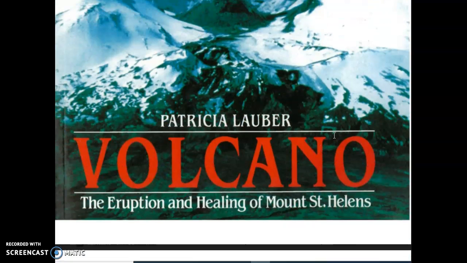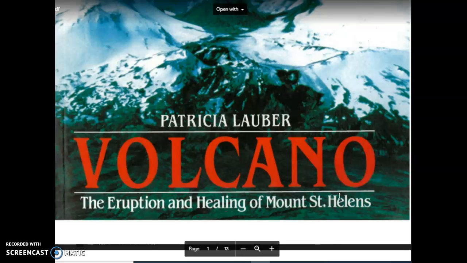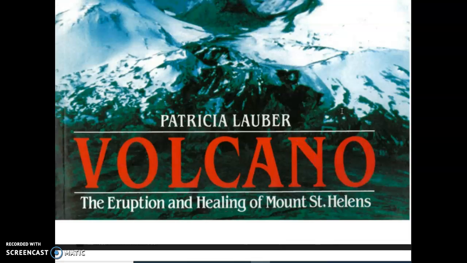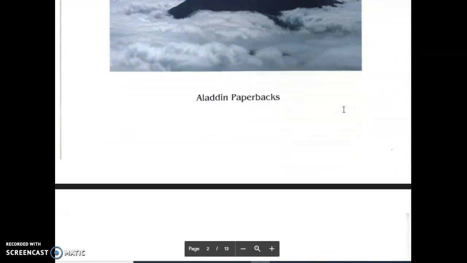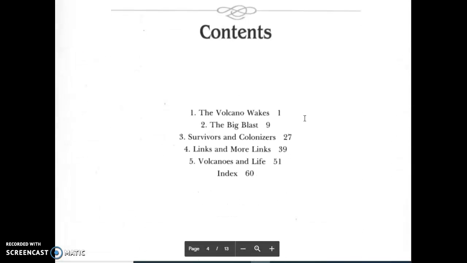So the title of our book is Volcano, the Eruption and Healing of Mount St. Helens. The author's name is Patricia Lauber. And our setup on that, we can look at our table of contents on page 4. And it looks like we're set up by chapters. So we have 5 chapters. It will take us 5 days to get through this. And then we can see at the end that there is an index. So that means if there's any particular thing that we want to look at, we can go into the index, find it in that alphabetical list, and then it'll tell us what page number that our topic is on.